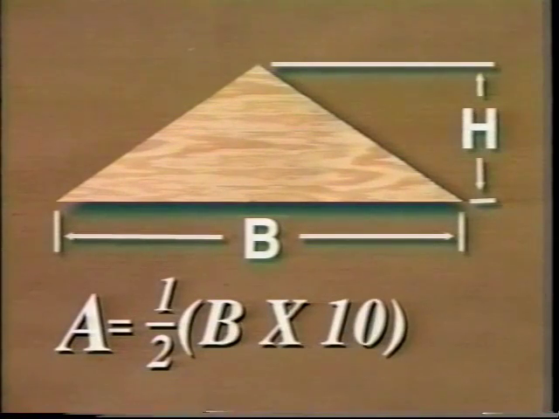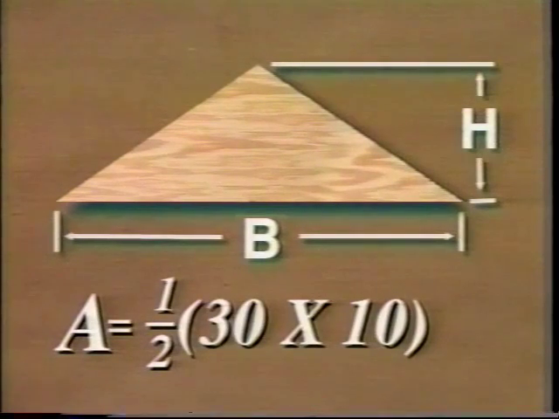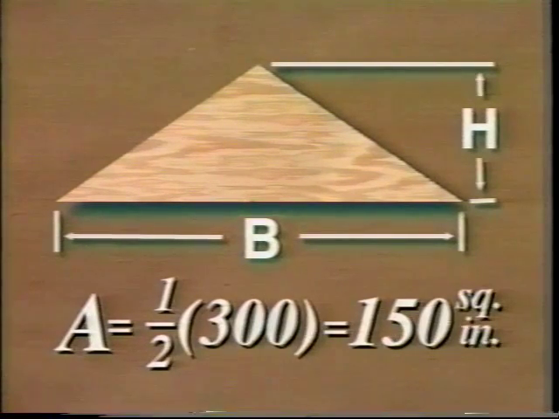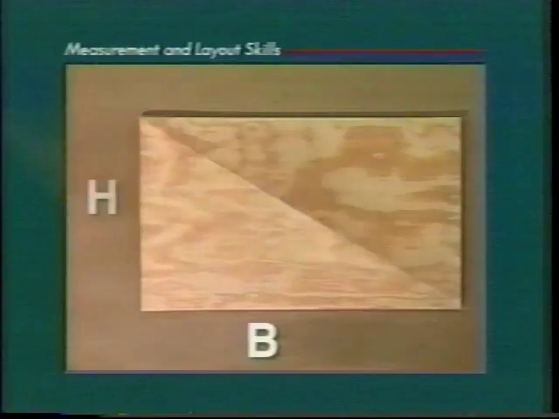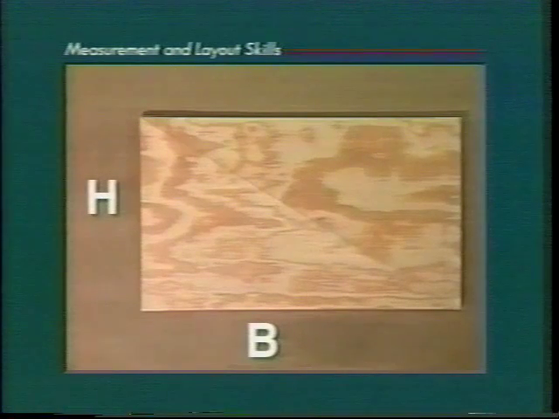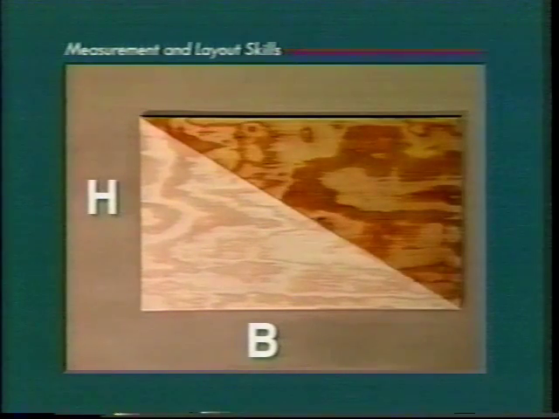If the height of the triangle is 10 inches and the base is 30 inches, the area of the triangle is 10 times the base of 30 inches times 1/2, which equals 150 square inches of surface. By dividing a rectangle diagonally, you can easily understand how the surface area of a triangle is derived. This forms 2 equal-sized triangles.